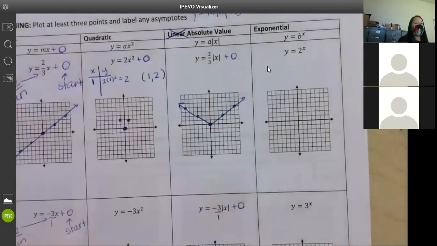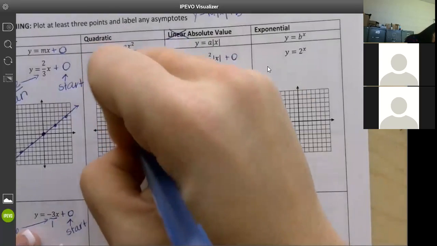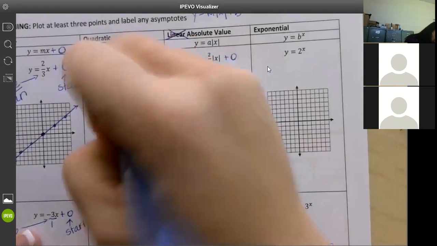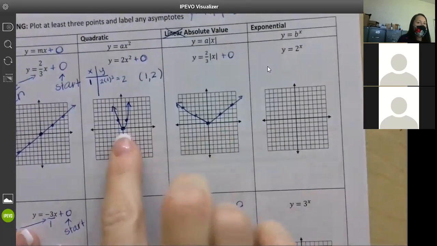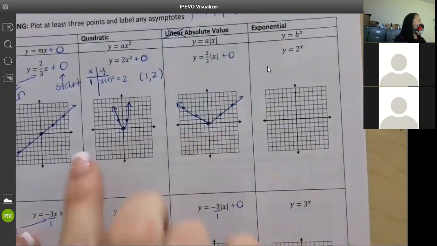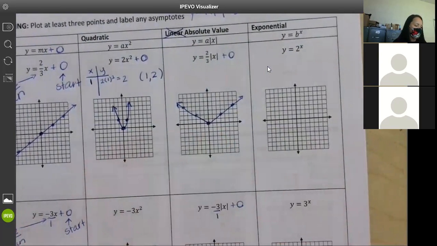Remember, it said label 3 points. That's as good as it needs to be for me. That's all you have to do, okay? So get 1 point on the right and then mirror it on the left, or get 1 point on the left, mirror on the right. And we know it's U-shaped. Just make sure that you make it U-shaped and not V-shaped. Look at the difference in my graph, okay? Make sure it's U-shaped and not V-shaped.